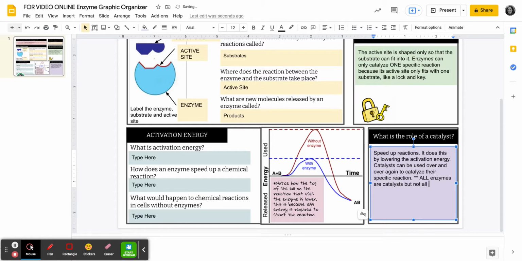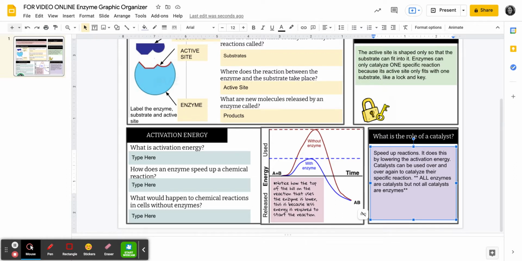but not all catalysts are enzymes. That's really important. There are other ways to speed up reactions. However, if it's an enzyme, it's a catalyst. It's going to speed up that reaction. Okay, so let's break this down.